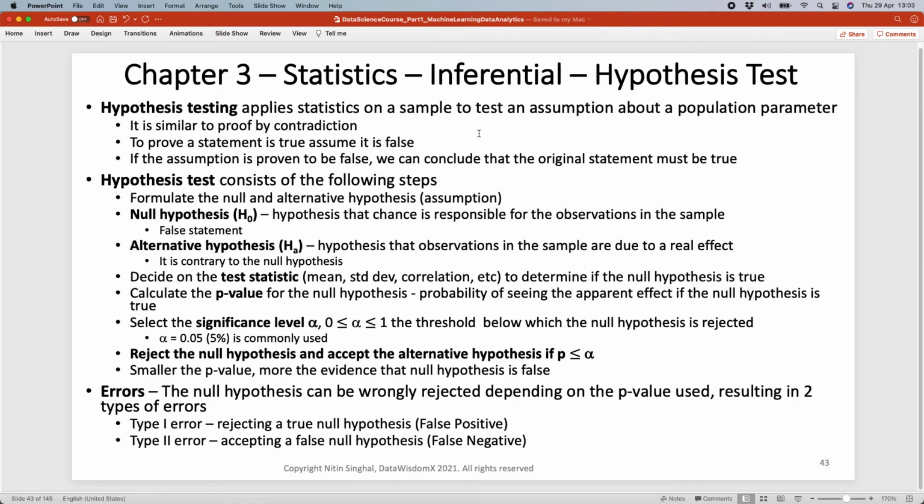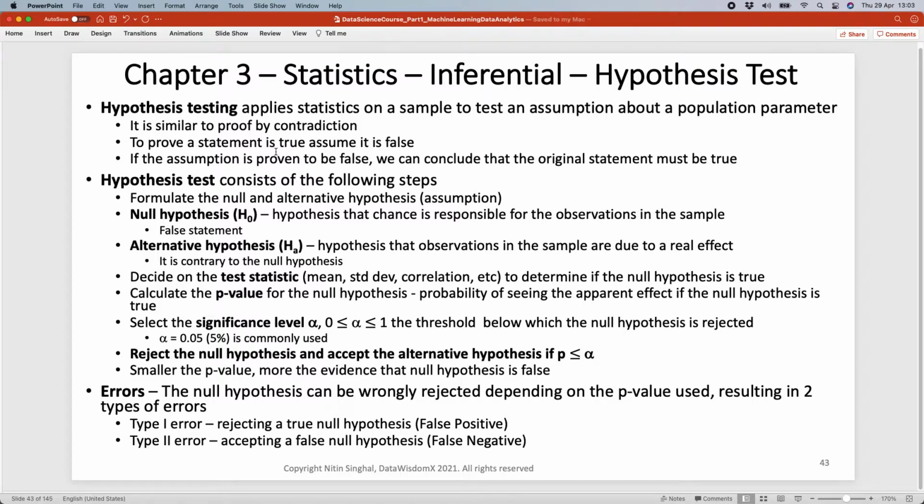Continuing with the inferential statistics lecture series, we'll now learn about hypothesis testing. Hypothesis testing applies statistics on a sample to test an assumption about a population parameter. So basically, you're looking at your population parameters, made some assumptions about it. Now you need to test whether that assumption is true or not.